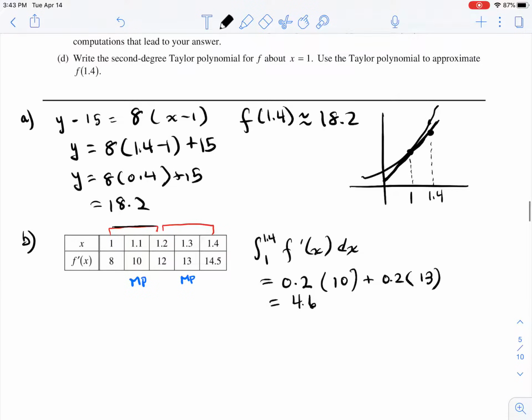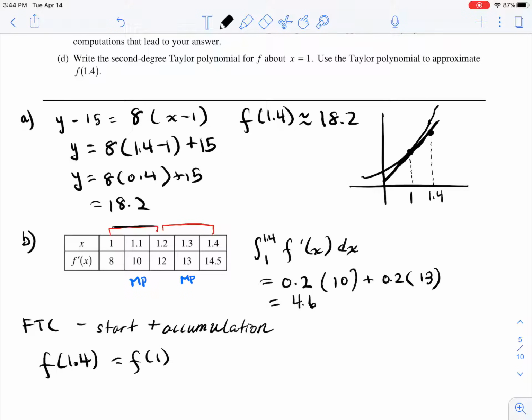And now we're going to use the fundamental theorem of calculus, specifically the start plus accumulation. So the start plus accumulation method to pretty much say that, all right, f of 1.4 is going to be equal to f of 1, whatever f of 1 is, plus pretty much everything that we just found here. So let's just go ahead and copy that.